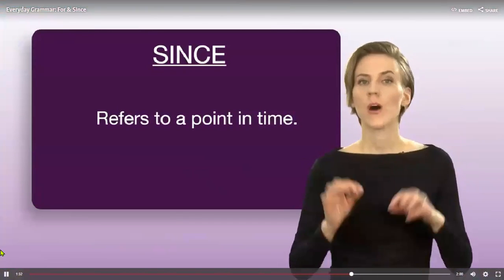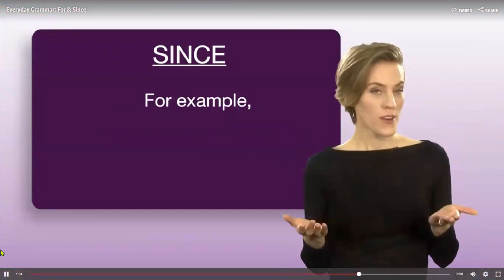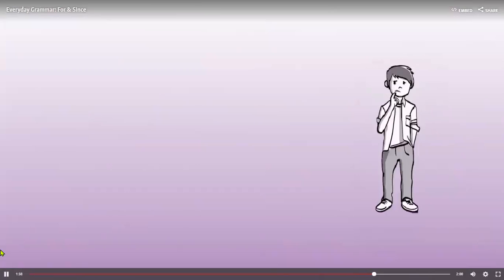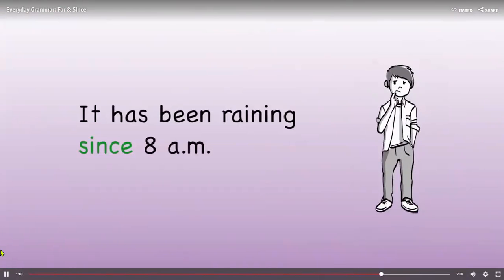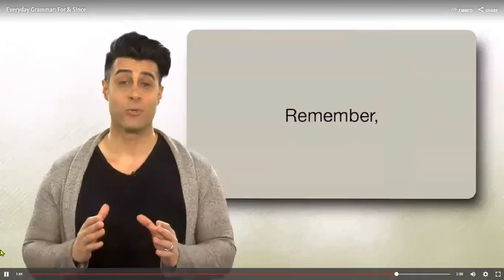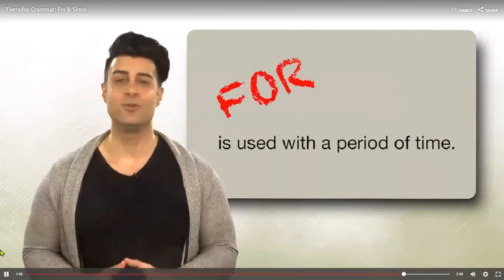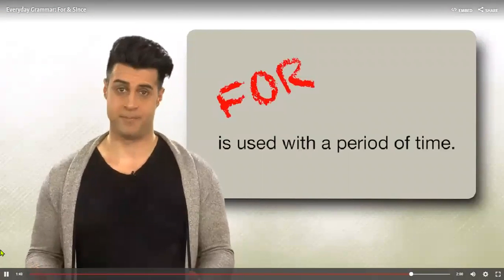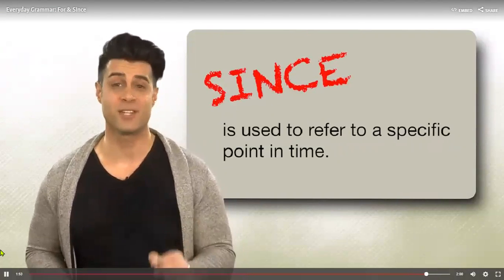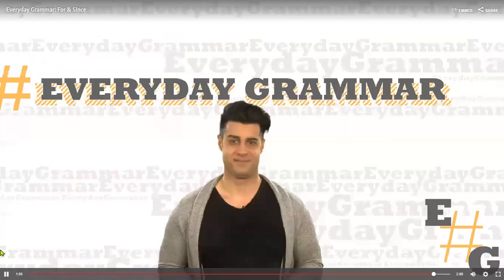Since refers to a point in time. For example, I have lived here since 2010. It has been raining since 8 a.m. I have been walking since 5 p.m. Remember, for is used with a period of time, while since is used to refer to a specific point in time. And that's Everyday Grammar.